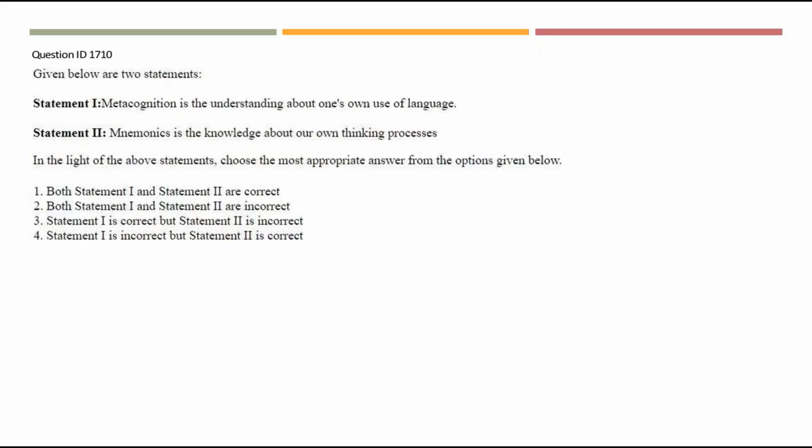Next question, given below are two statements. One is about metacognition and another is about mnemonics. Metacognition is the process of thinking about one's own thinking and learning. Here they have given it is the understanding about one's own use of language. This is false. But here you can see statement 2 is supporting that knowledge about our own thinking process. So metacognition is relating to the definition in statement 2.